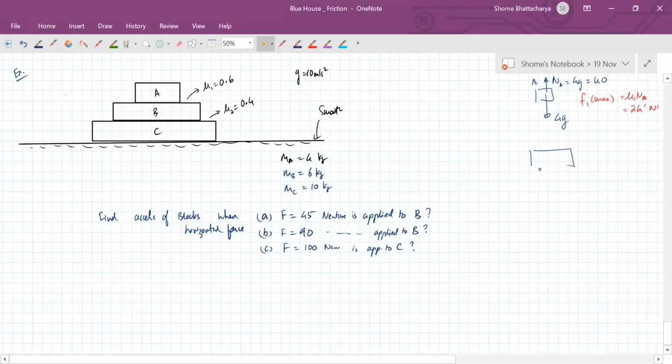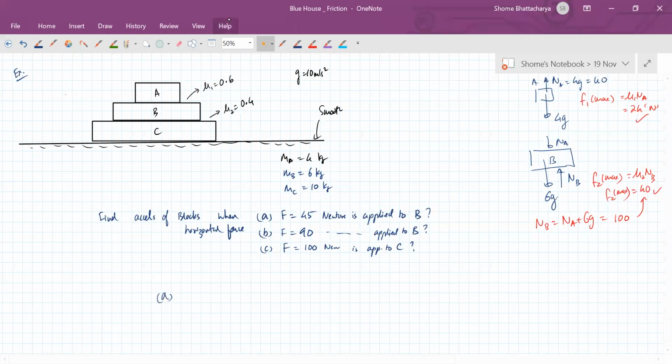Similarly, if you see B's free body diagram, for maximum friction, NB will become Na plus the weight of this one, so that will become 100 newtons. So maximum friction available here will be 40 newtons. And the normal reaction between B and C is not just the weight of B now. Understood? It is the combined weight of B and A now. So we know these maximum frictions. This is 24, this is 40. Okay, now let's get to work with each of these.